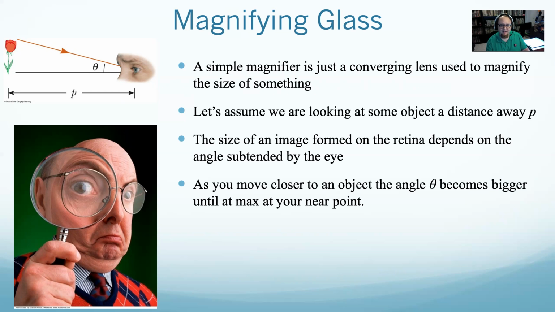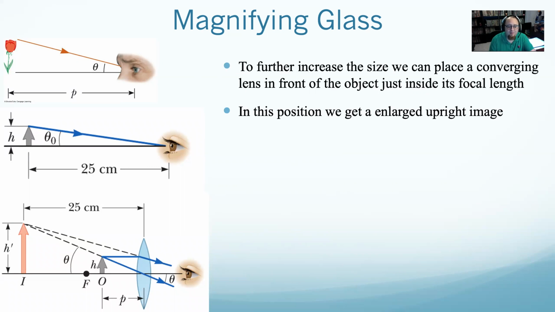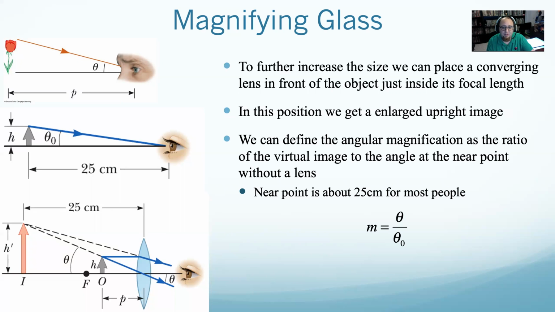The idea of a magnifying glass is you are placing a converging lens in front of the object inside the focal length. When you do that, as we covered last chapter, you get an enlarged upright image. Now, for magnification, on a magnifying glass, they usually don't talk about the same magnification we've been doing. They normally talk about the angular magnification, where the angular magnification is the angle over the initial angle. What angle the virtual image makes versus what angle the object makes.